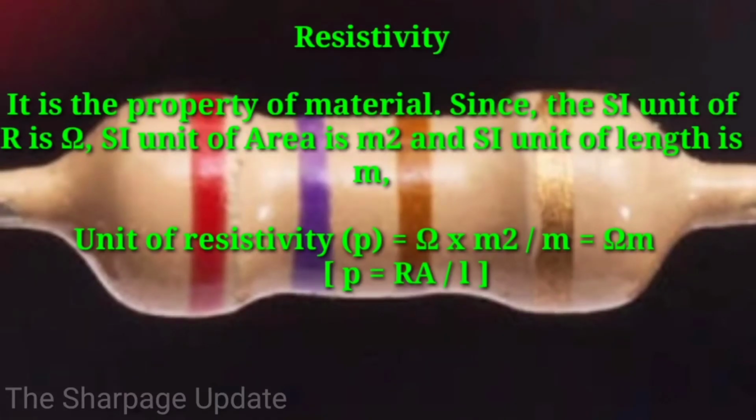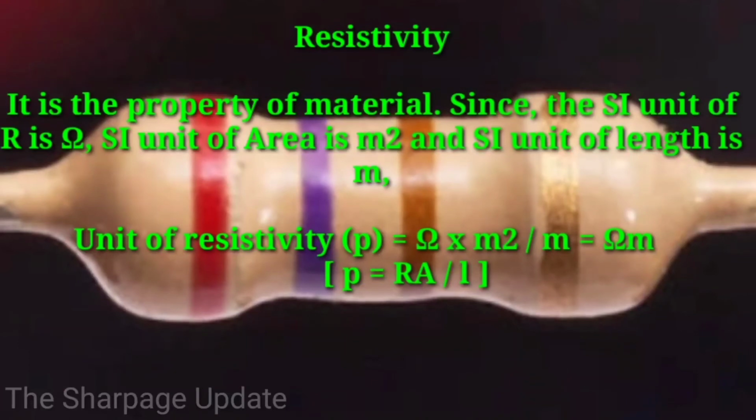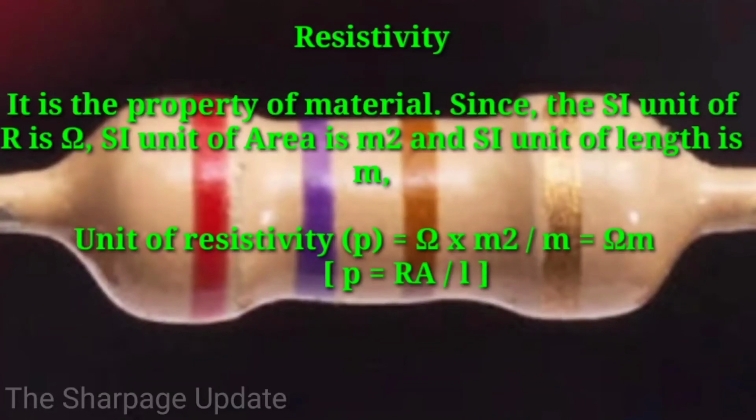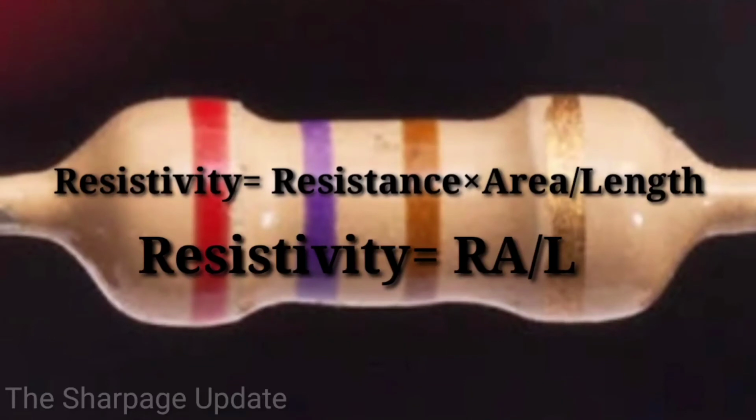Now we will study resistivity. What is resistivity? Dear students, the resistivity is the property of the material. Since the SI unit of R is ohm, the SI unit of area is meter square and the SI unit of length is meter, the unit of resistivity is ohm meter, as the resistivity is equal to resistance into area upon length.